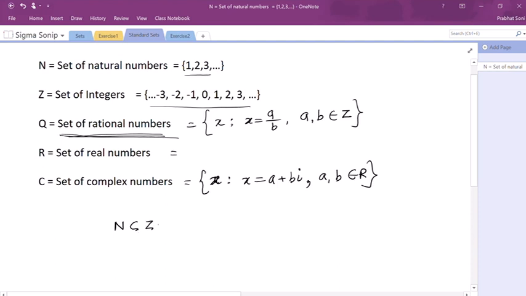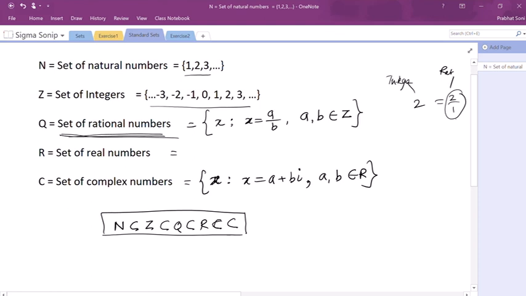And Z is a subset of Q. Every integer is a rational number as well, because suppose you have the integer 2, it is nothing but 2 over 1. So that makes it a rational number. This is an integer, and that is a rational number. So Z is a subset of Q, which is a subset of R, which is a subset of C. So it's an important relation between them.